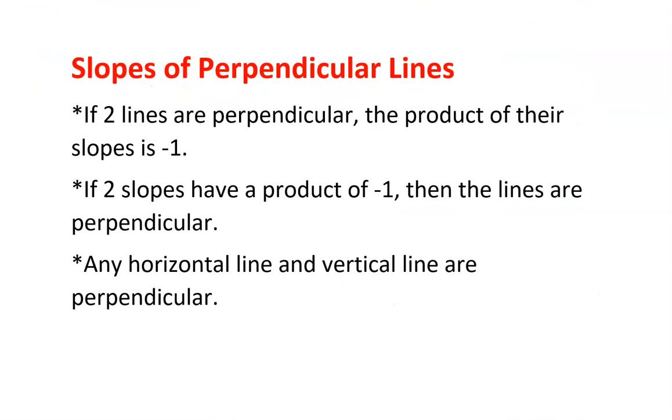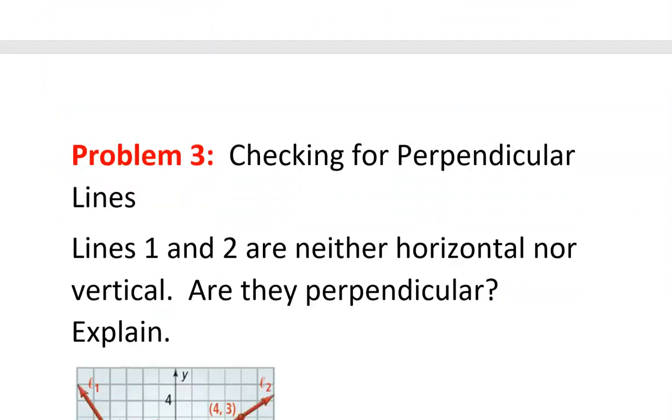Here's some identifications for perpendicular lines. If two lines are perpendicular, the product of their slopes is negative 1. If two slopes have a product of negative 1, then the lines are perpendicular. Again, these are like a biconditional. They look like opposites. Any horizontal line and vertical line are automatically perpendicular. So two lines that are the same, like two horizontals or two verticals, are parallel. One of each would make them perpendicular.